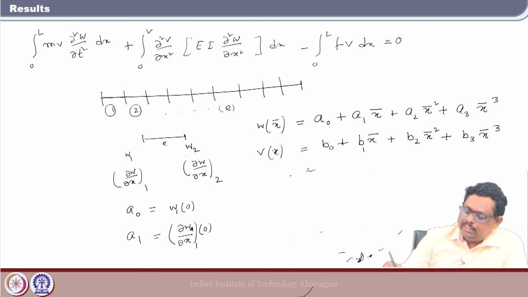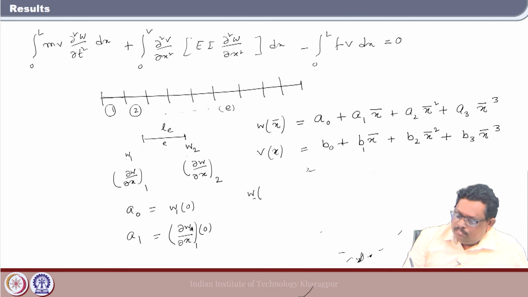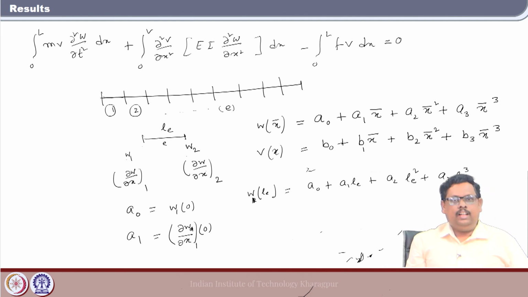And then if I take this now, I assume the length of this element is L e. Similarly, I can write the other condition also: W 2 at L e, or W 1 at L e, equals A naught plus A 1 L e plus A 2 L e square plus A 3 into L e cube, right.